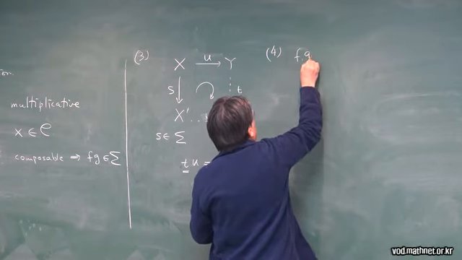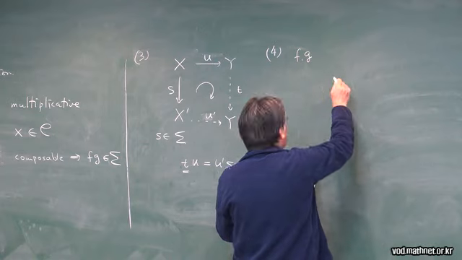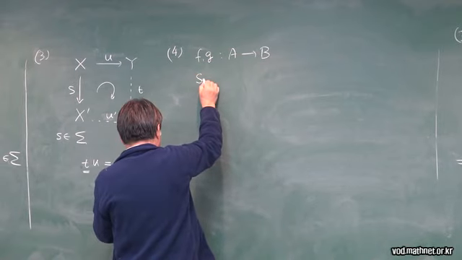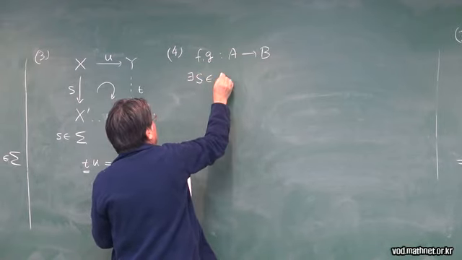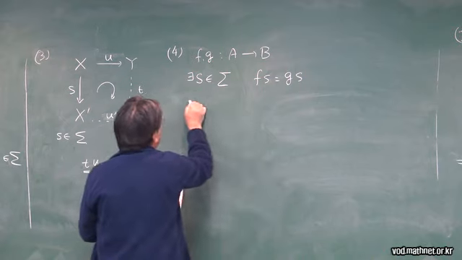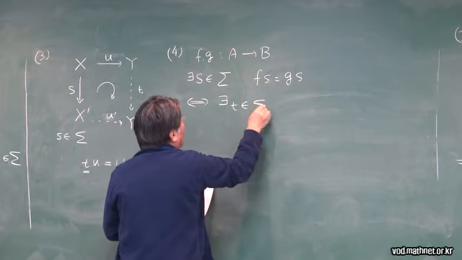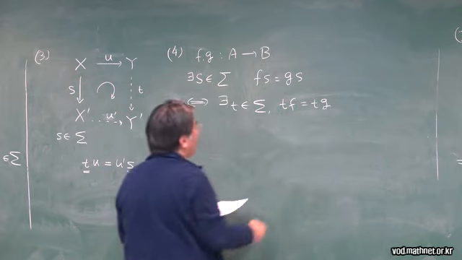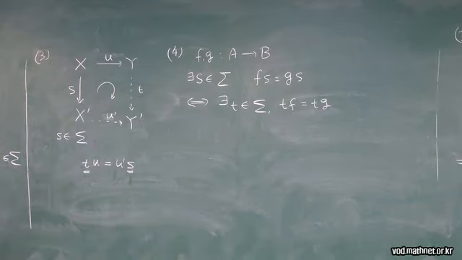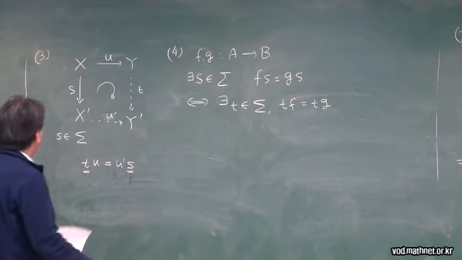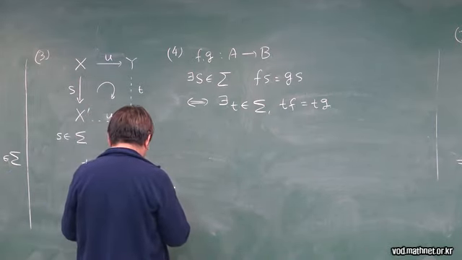if f, g go from A to B, and suppose there exists s such that fs is gs, if and only if there exists t such that tf is tg. So this is again arising from non-commutativity. So if things are commutative, then these conditions are trivial. But I need this condition. So why do I need these?